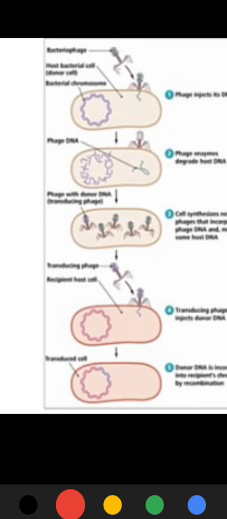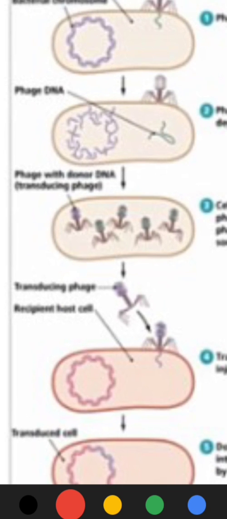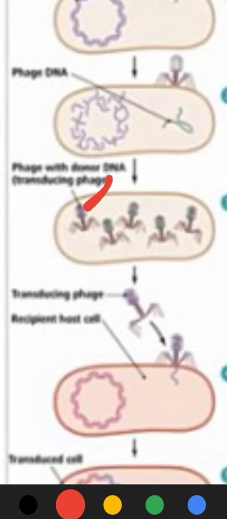After that, replication takes place. Generally the capsid, that is the phage coat, is filled with the phage genome, but in this case, by mistake, the bacterial genome is incorporated into the phage coat. So the phage has donor DNA, that means bacterial DNA. Donor means the bacterial cell. This phage, which contains the bacterial DNA, is called the transducing phage. Transducing phage means a phage having bacterial DNA.